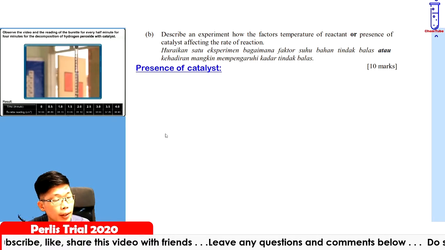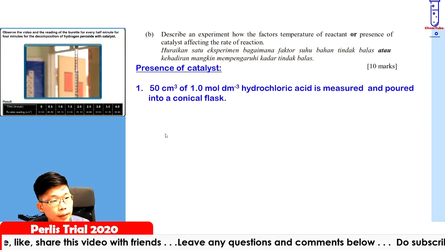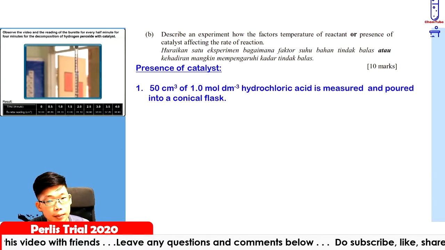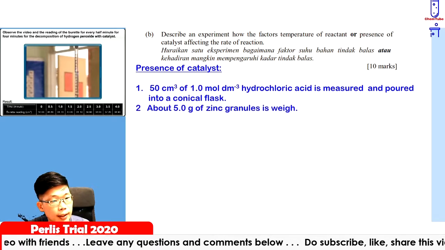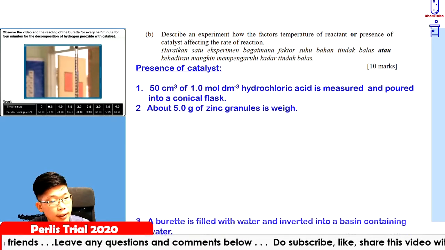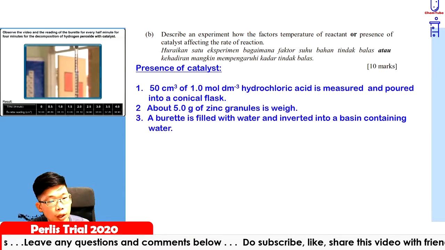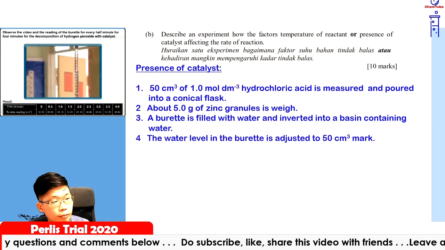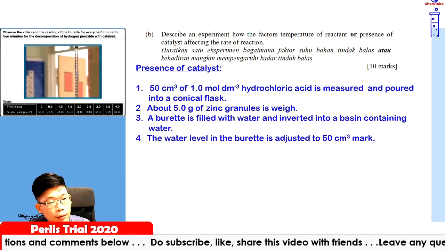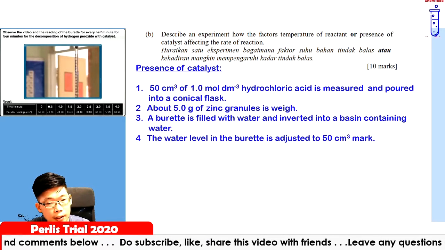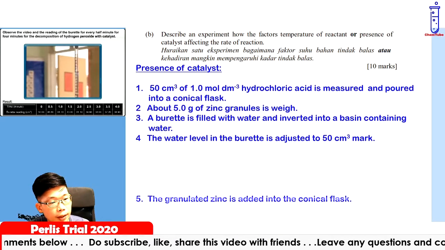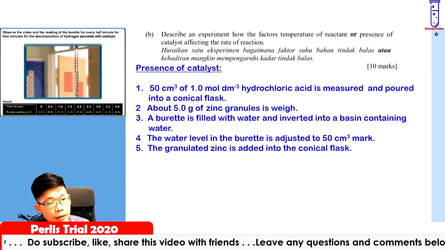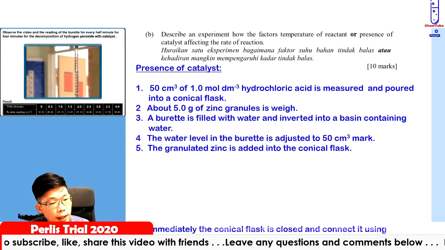So the presence of catalyst factor. 50 cubic centimeter of 1 mole per cubic decimeter hydrochloric acid is measured and poured into the conical flask, and then zinc granules are weighed. The burette is filled with water and immersed into a basin of water. The water level of the burette is adjusted to 50 cubic centimeter, and then record the burette reading. Then granulated zinc is added into the conical flask.